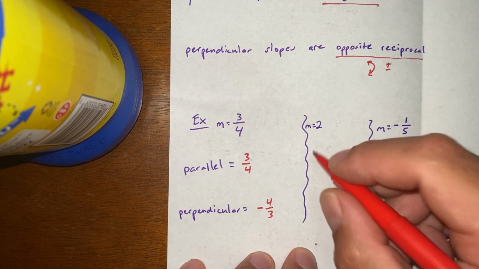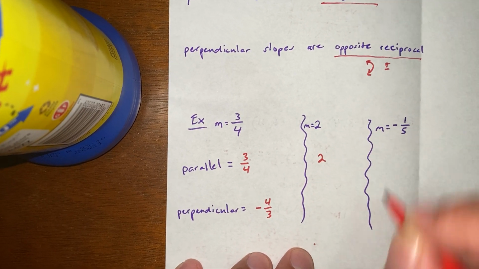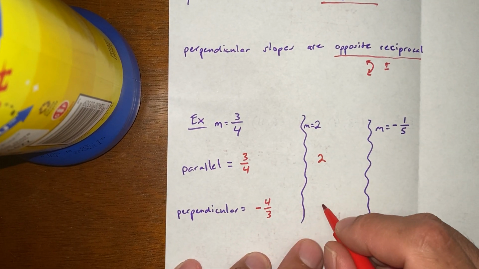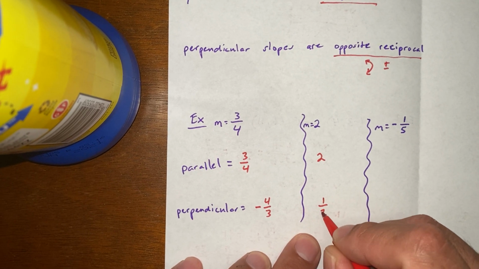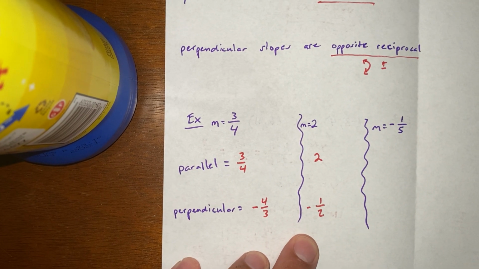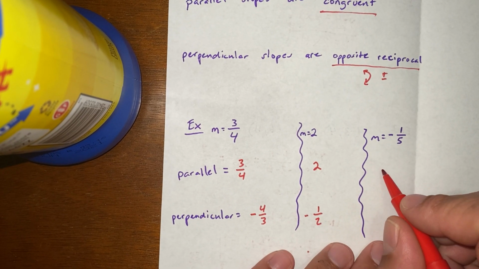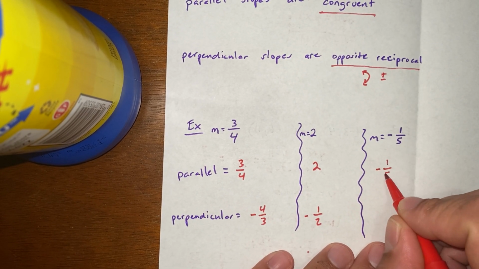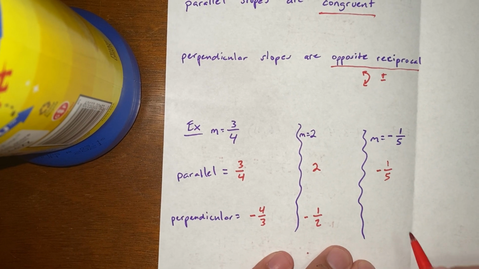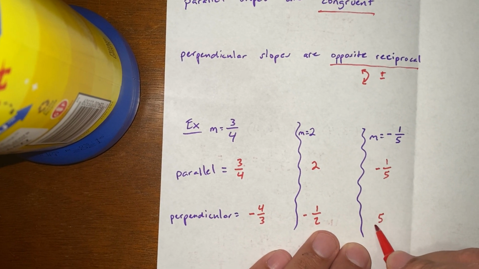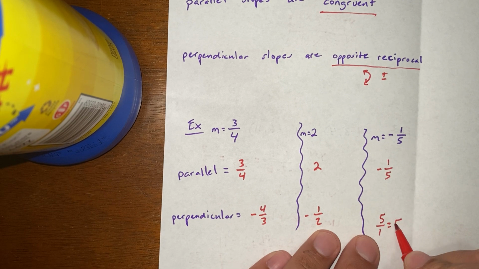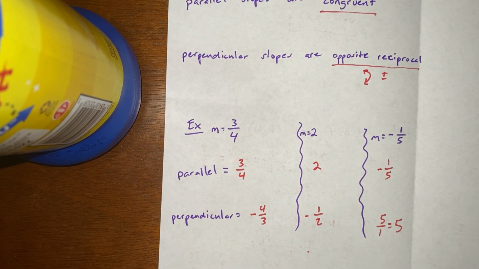My parallel slope would be 2, and my perpendicular slope would be 1/2, and that would have to be negative. My parallel slope would be the same, negative 1/5, and my perpendicular slope would be positive 5/1, which is just 5. So that's parallel and perpendicular slopes.